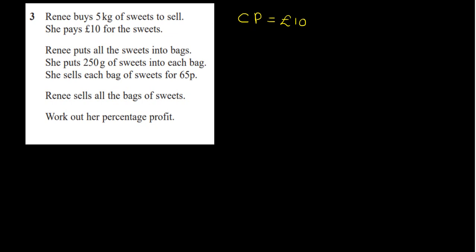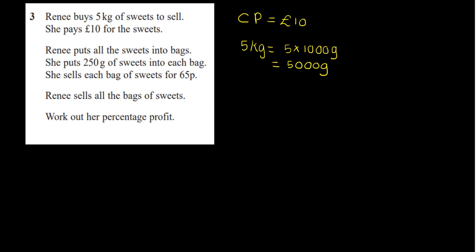I'm going to stop over there. 5 kilograms is equal to 5 times 1000 grams, which is 5000 grams. I converted 5 kilograms into grams. The reason I did this is I want to see how many bags Renee made. I know she puts 250 grams of sweets in each bag.